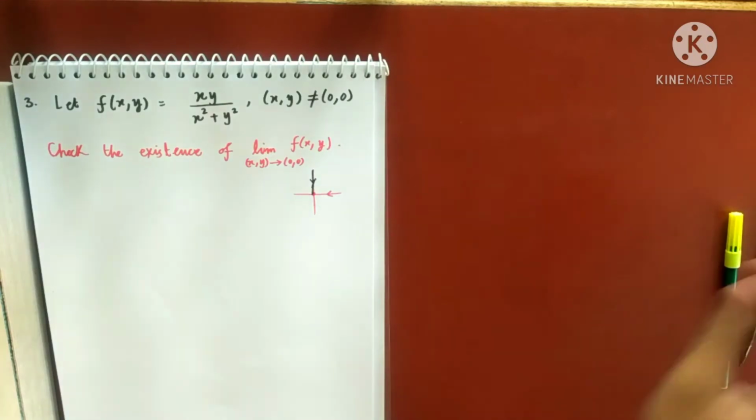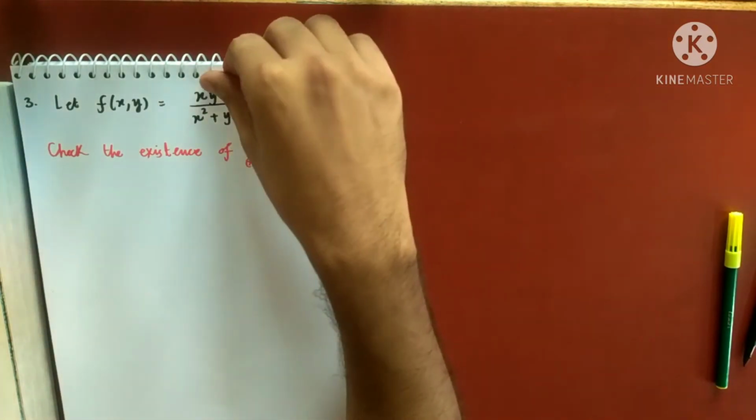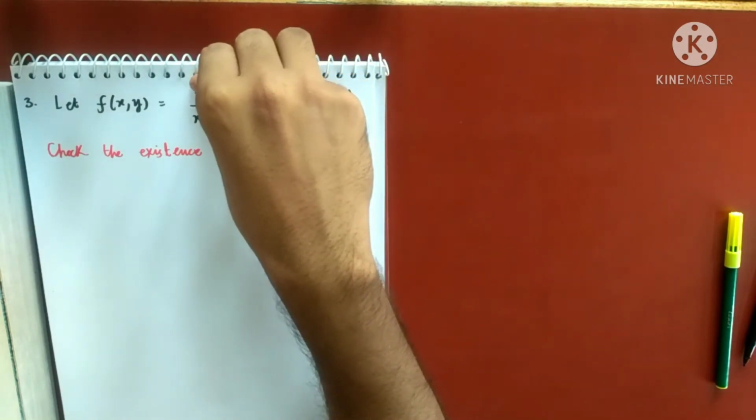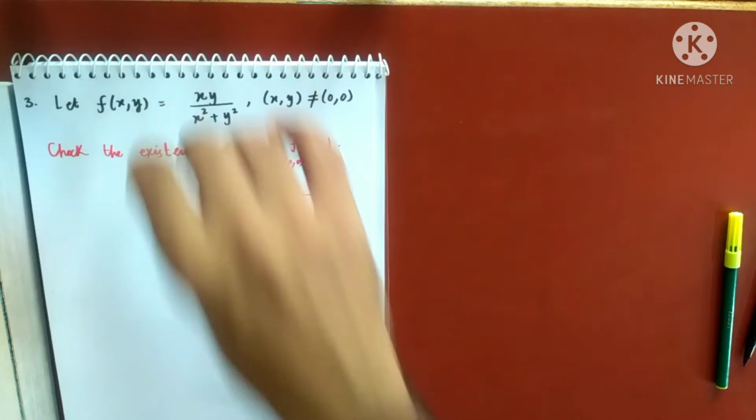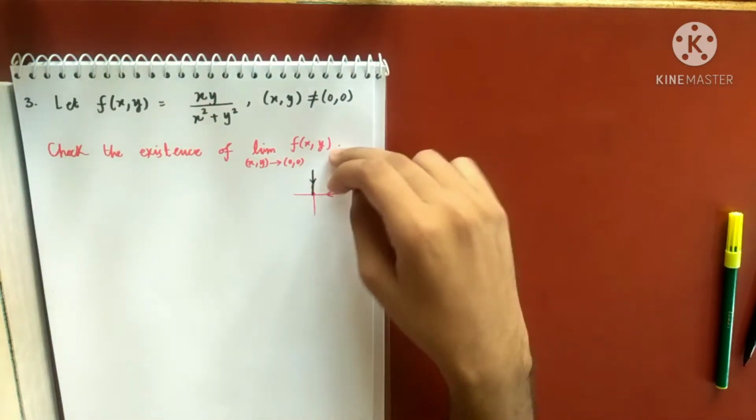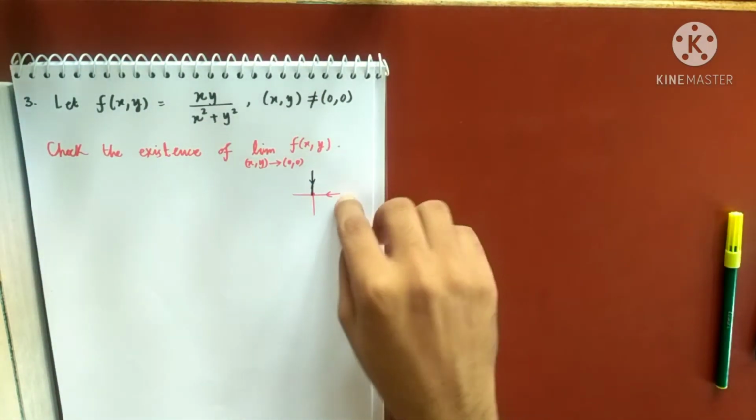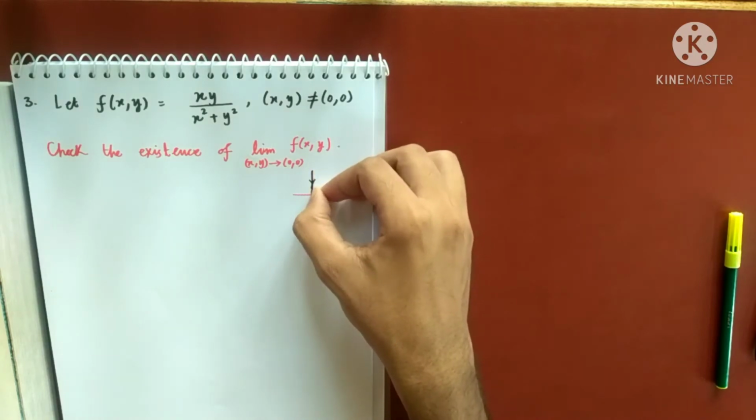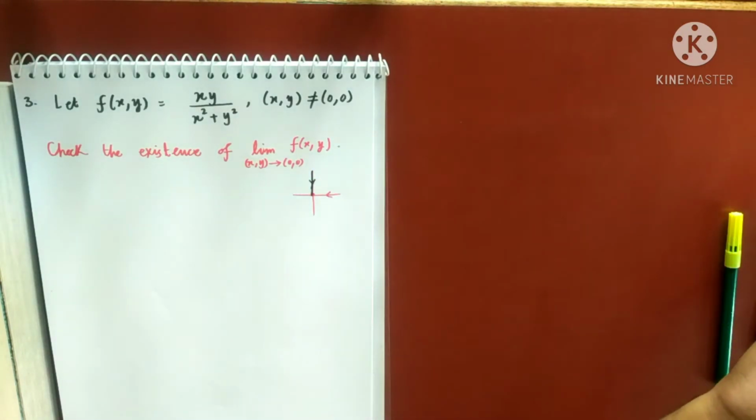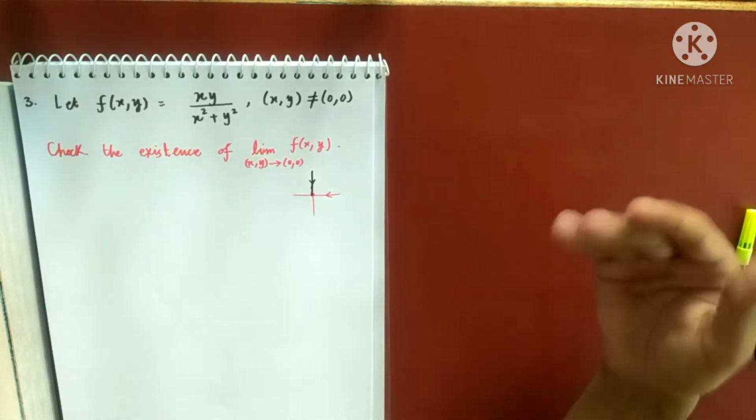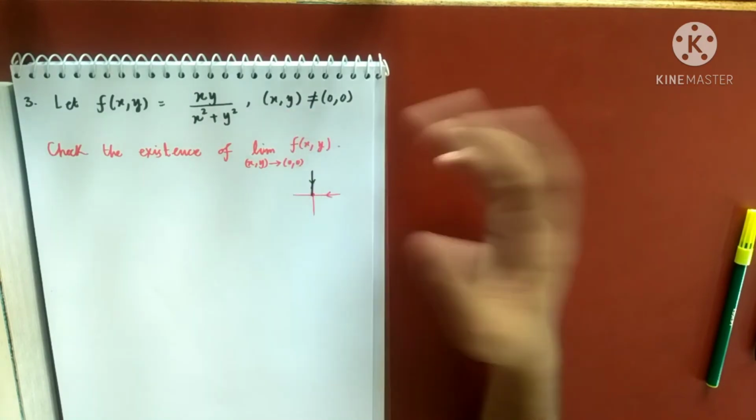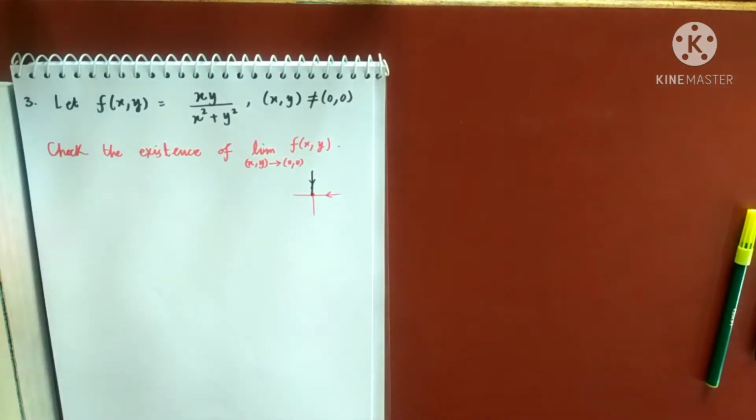Now, if I go to (0, 0) along the y-axis, that is along the curve x equals 0, and I put x equals 0 here, again the function becomes 0. So the limit is 0. Whether I go along this red line or this black line, I get the same limit. So this will neither guarantee the non-existence of the limit, nor guarantee its existence. Understood up to here?